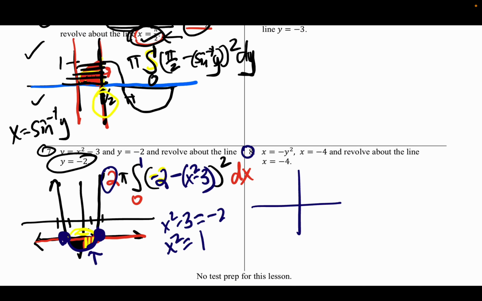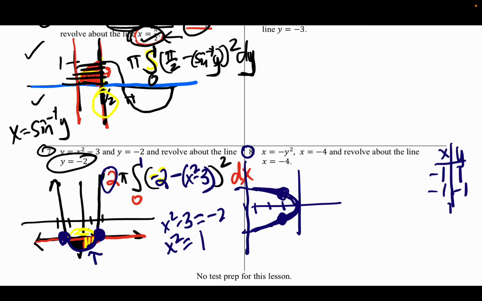All right, x equals negative y squared is going to look like this. You might need to think about that some more. Let's get some units of measure. If you put in a y of 1, you'll get x is negative 1. So you have negative 1, 1. You've got to remember to go that way. Same thing if you put in negative 1. So you've got these two dots. All right, x equals negative 4. So it's way back here. Sorry, it's running into this. x equals negative 4 will be red.